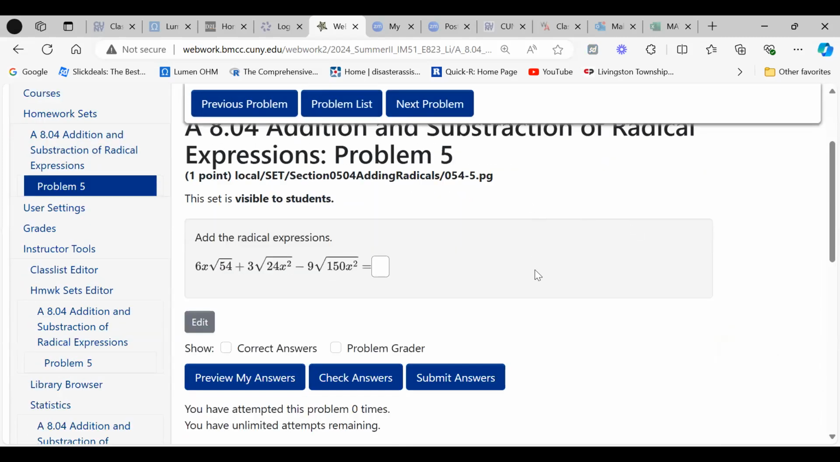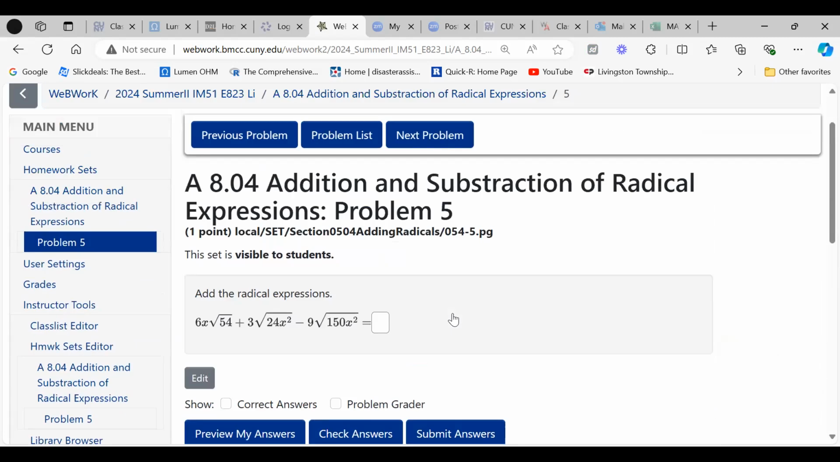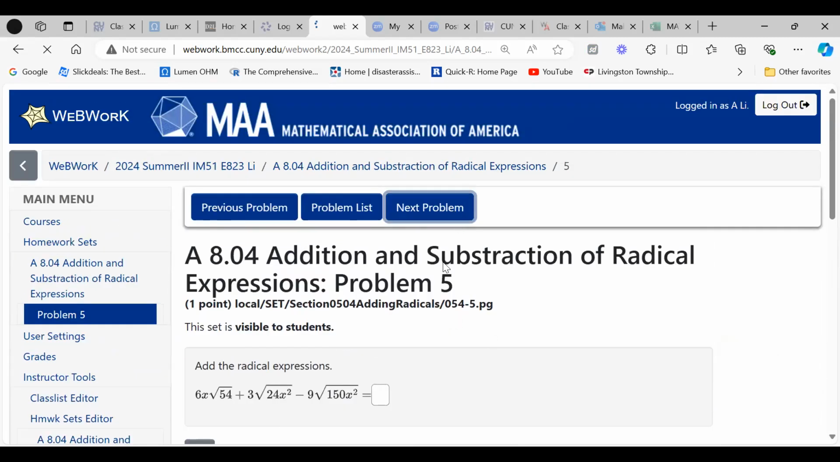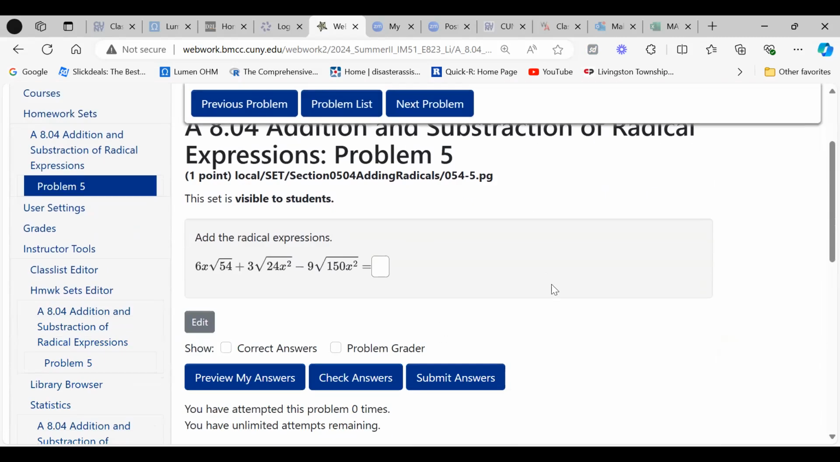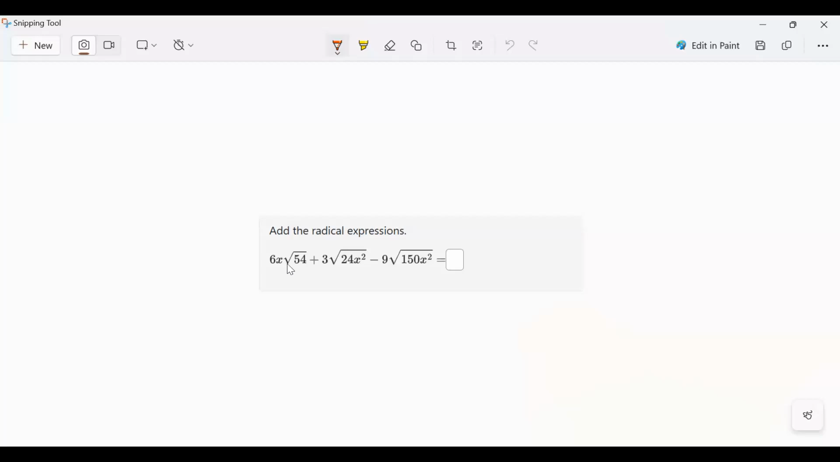Okay, let's try this one. Question 5 first, and then question 6. Simplify each term first and combine like terms.